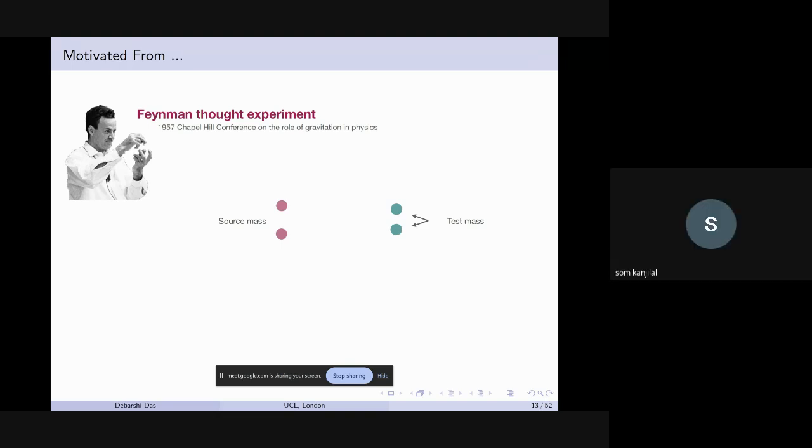Okay. But we can say that, okay, go on, please. One question is that when you describe this thought experiment, you pre-assume that the test mass and source mass are some large mass, right? Because the gravitational force is very weak.